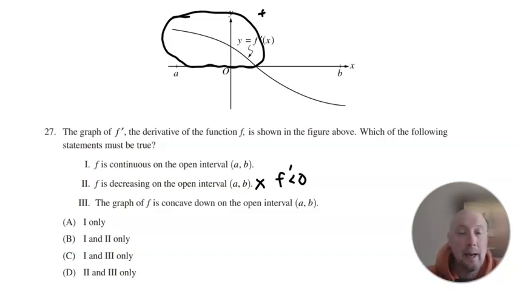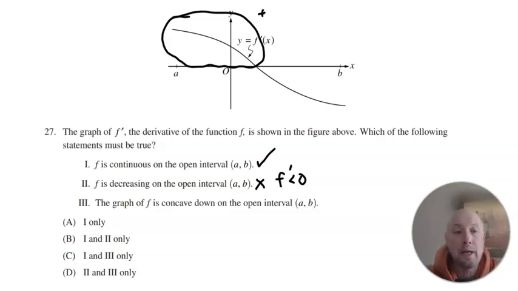Let's look at answer 1. f is continuous on the open interval a to b. Well, if f is differentiable, that means that it must be continuous. Differentiability implies continuity. So if we look at f prime's graph, we can see that there are no breaks, no holes in this graph, so that means f prime is defined for every point on the interval a to b. So differentiability implies continuity, so this is okay.